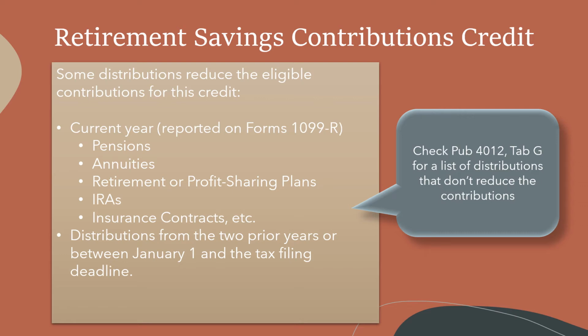There are some types of distributions, however, that don't reduce eligible contributions. If this sort of thing comes up, it's good to check in your Publication 4012, tab G, and there's a list of distributions that do not reduce contributions. But this is something that you're going to want to have cued in your mind, that if somebody has contributed to one of these plans but also received a distribution, we're going to probably have a reduction, but we're going to check just in case we don't need to.